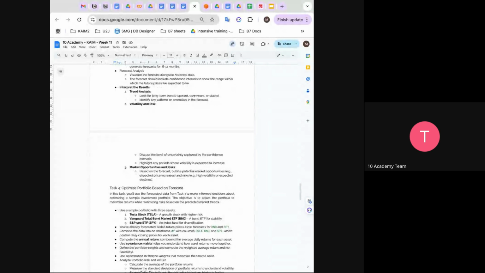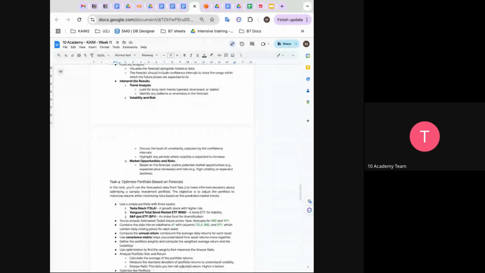How can you compute the annual return? That means, if it's collected daily, what's the annual average return for this one? And how can you interpret it in terms of annual return, the covariance matrix and the standard deviation?